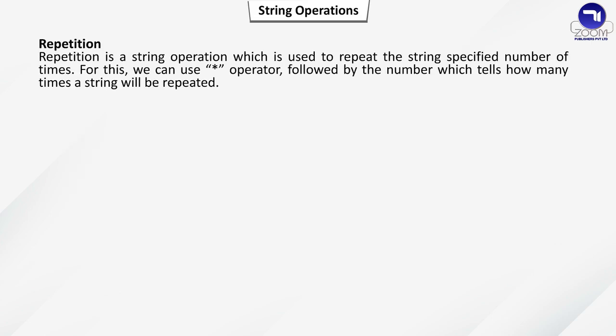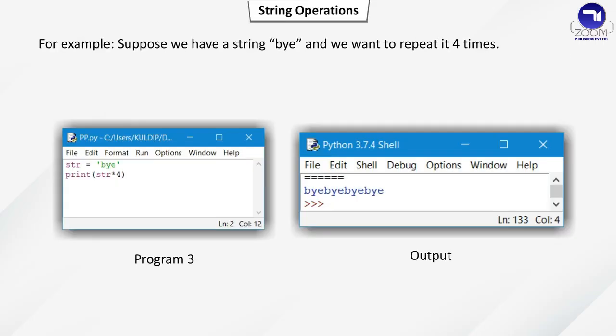Repetition. Repetition is a string operation which is used to repeat the string a specified number of times. For this, we can use the asterisk operator, followed by the number which tells how many times a string will be repeated. For example, suppose we have a string 'by' and we want to repeat it 4 times.